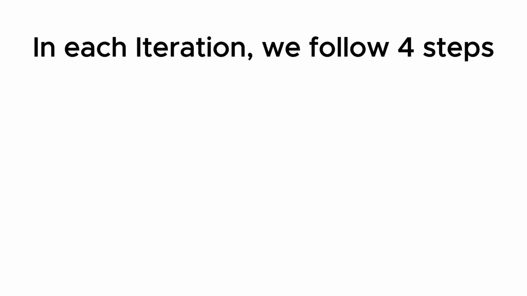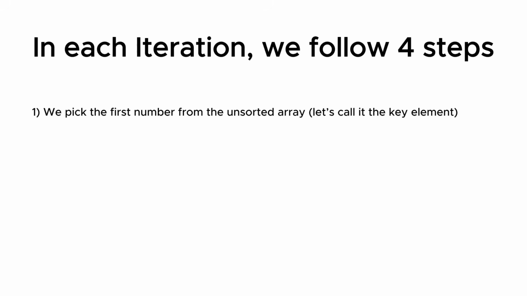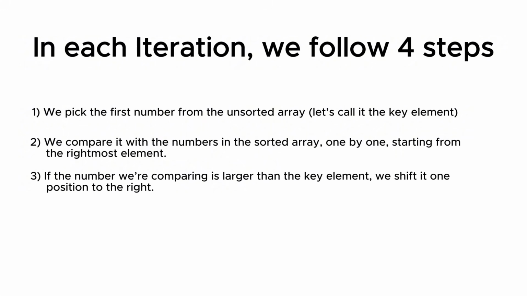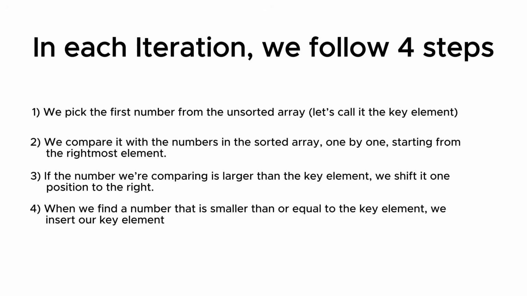In each iteration, we follow four steps. We pick the first number from the unsorted array. Let's call it the key element. We compare it with the numbers in the sorted array, one by one, starting from the rightmost element. If the number we are comparing is larger than the key element, we shift it one position to the right. When we find a number that is smaller than or equal to the key element, we insert our key element right after it. We repeat this process until the entire array is sorted.